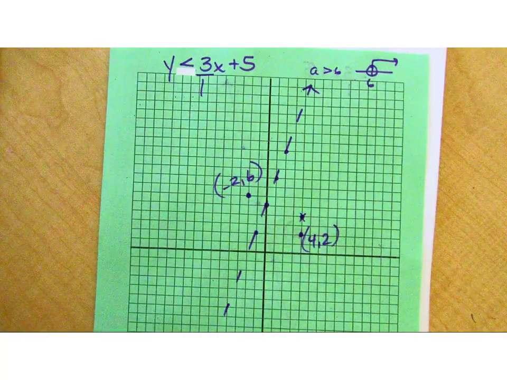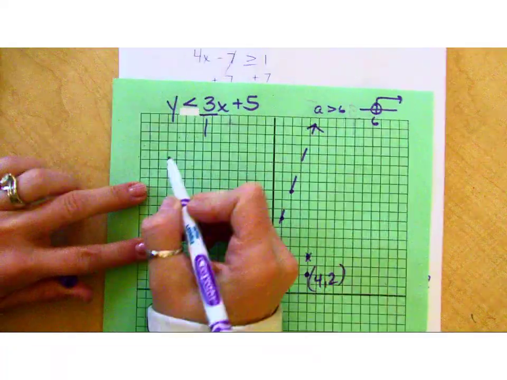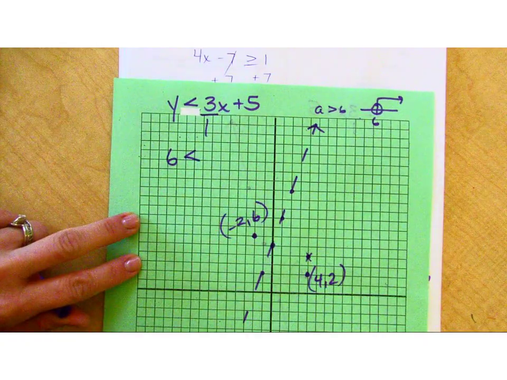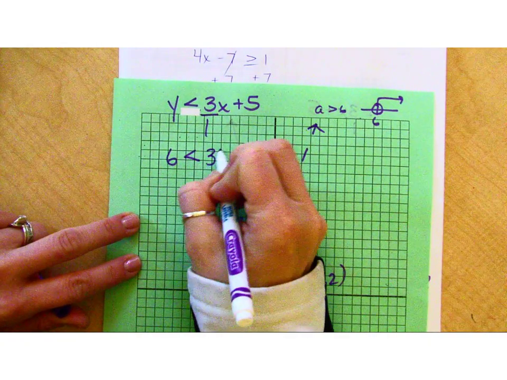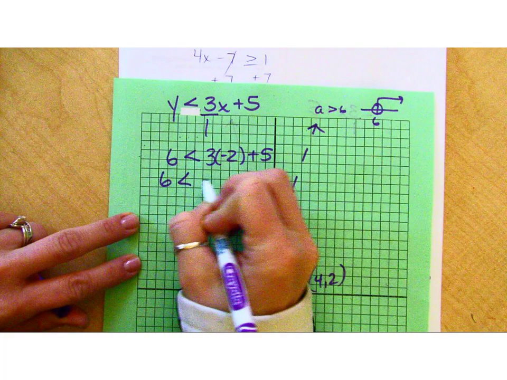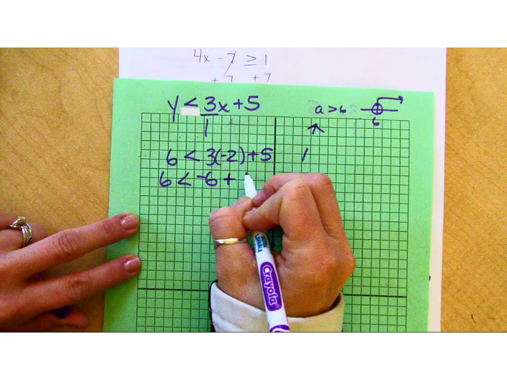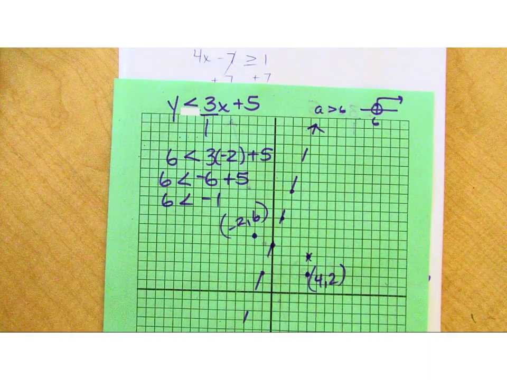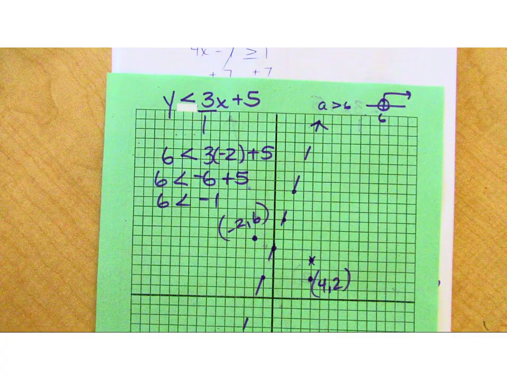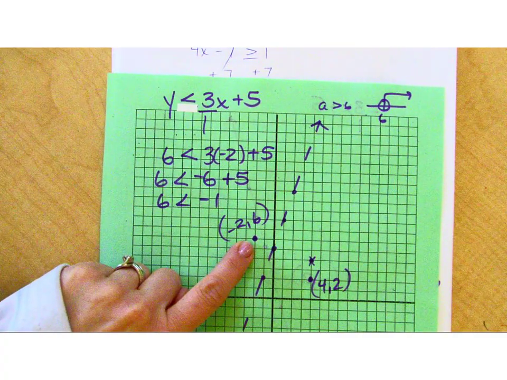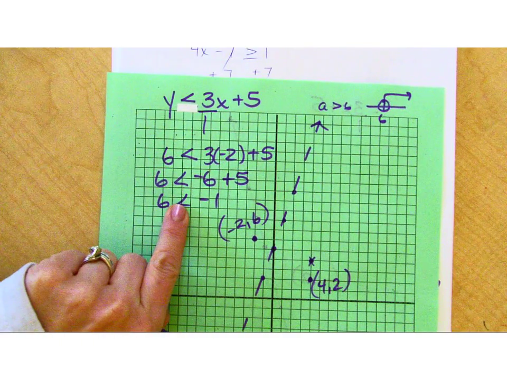So let's take y is 6. I want to see if 6 is going to be less than 3 times -2 plus 5. Is 6 less than -6 plus 5? Is 6 less than -1? No, not the last time I checked. So guess what? The point -2, 6, when I plug it in, does not give me a true statement. So this point and everything to the left of this line is not part of my solution.